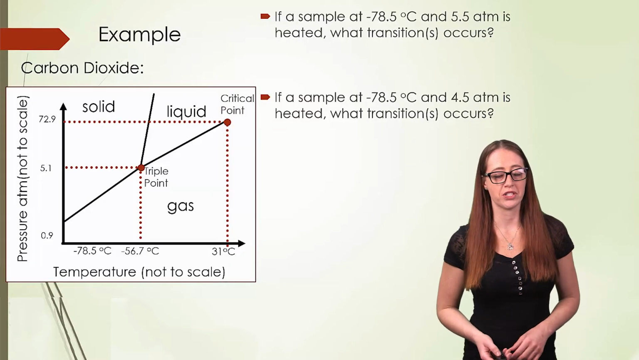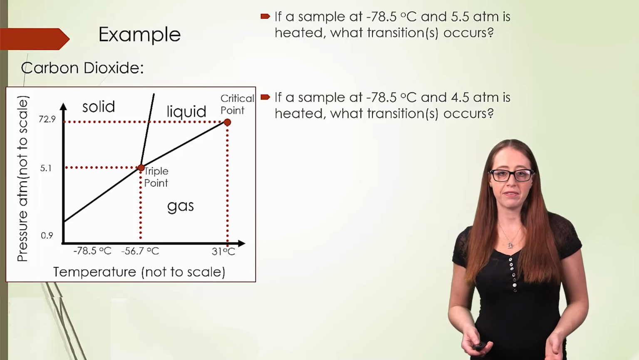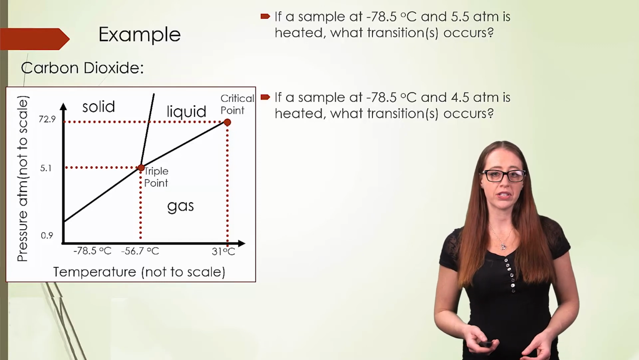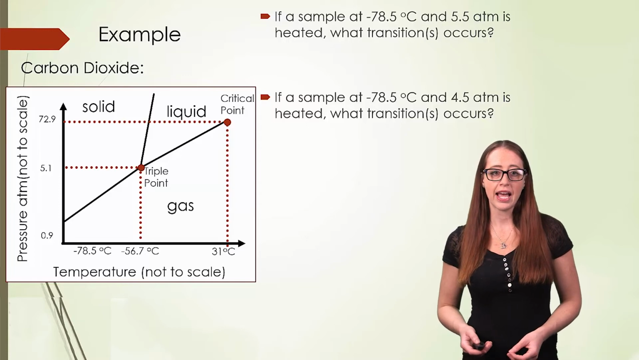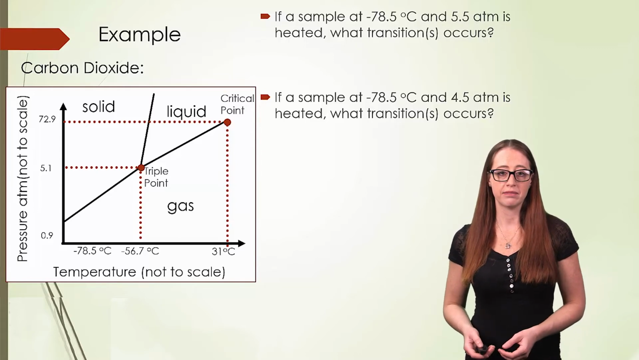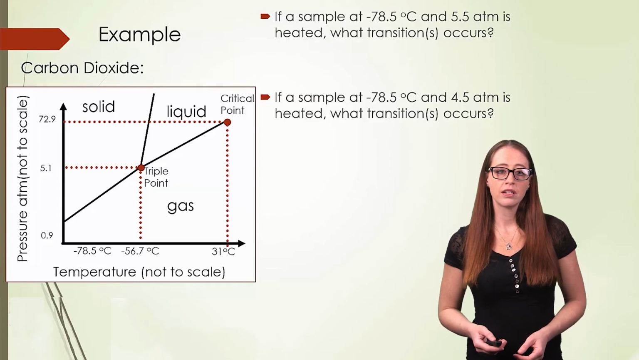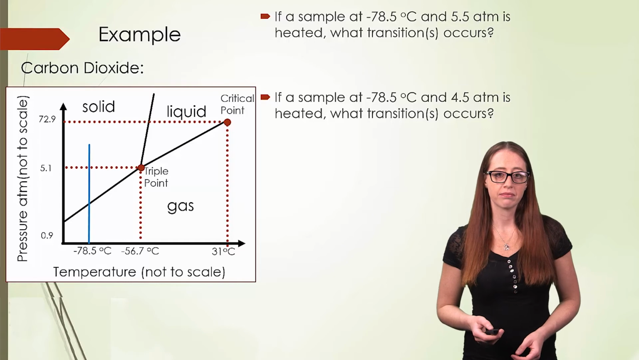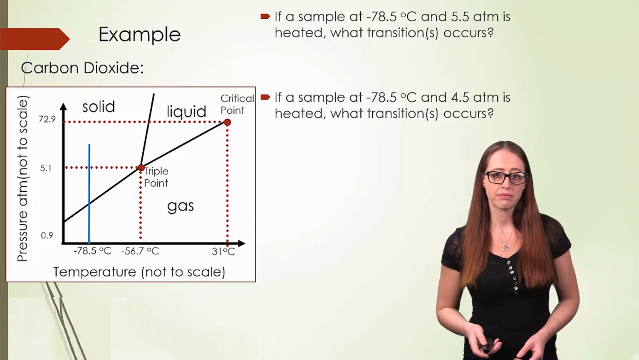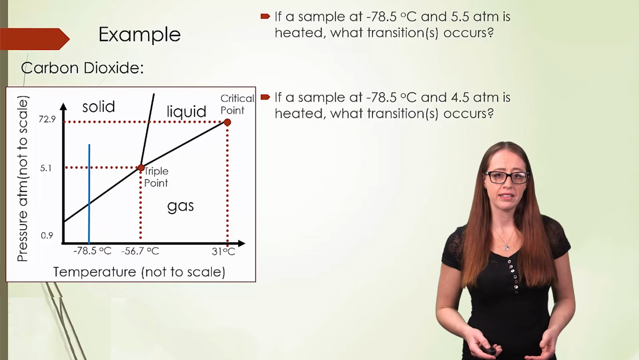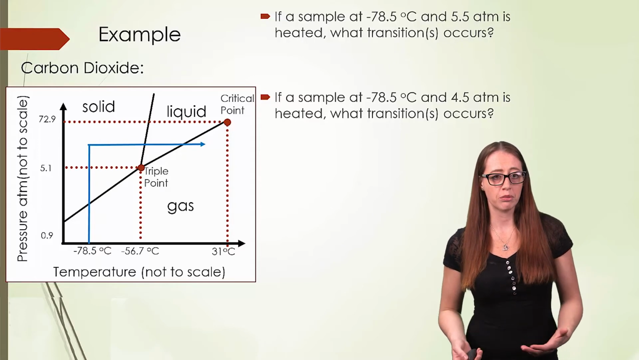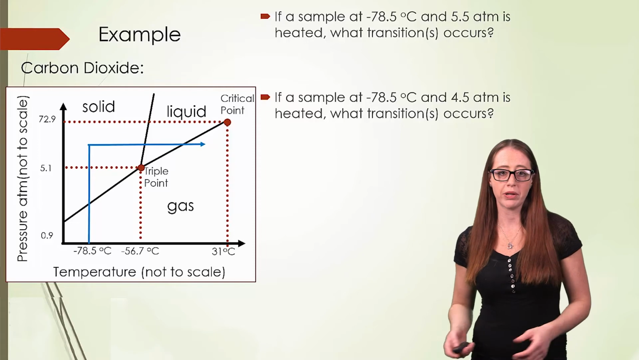Now let's answer some sample questions using a phase diagram. I have here the phase diagram of carbon dioxide. If a sample is at negative 78.5 degrees Celsius and 5.5 atmospheres and is then heated, what transition will occur? Take a moment and answer this before moving on. Let's draw an arrow showing what's happening. Since it crosses from a solid into a liquid, the sample will melt. But then, if it keeps being heated, it will eventually cross the liquid-gas line as well. And therefore, it will boil. So first it will melt, and then it will boil.